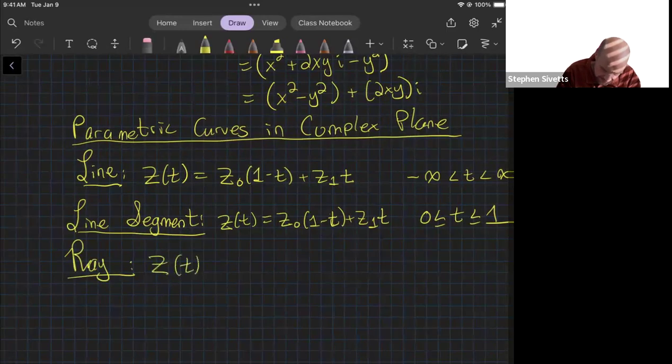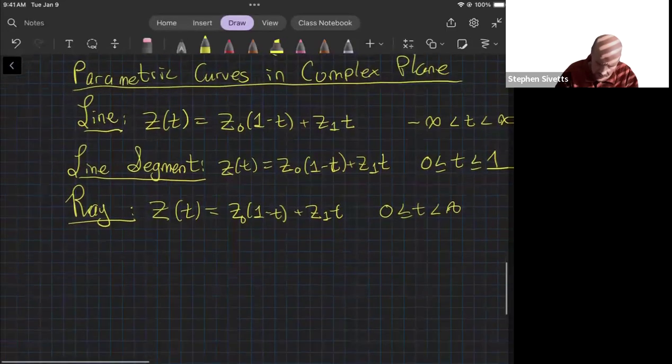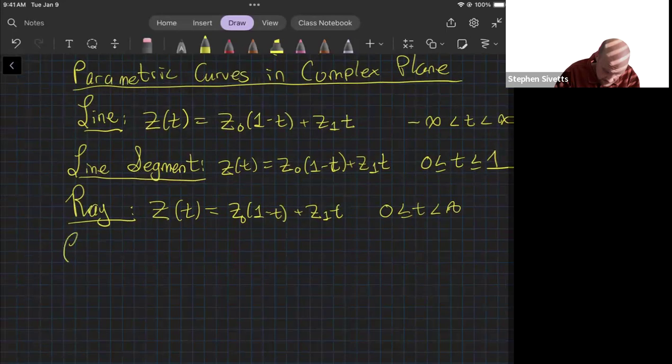That's when you're starting off at 0 and you're going towards infinity in one direction, right? So this is z naught times (1 minus t) plus z1 times t, where t is bigger than or equal to 0. So it's extending out towards positive infinity, right?